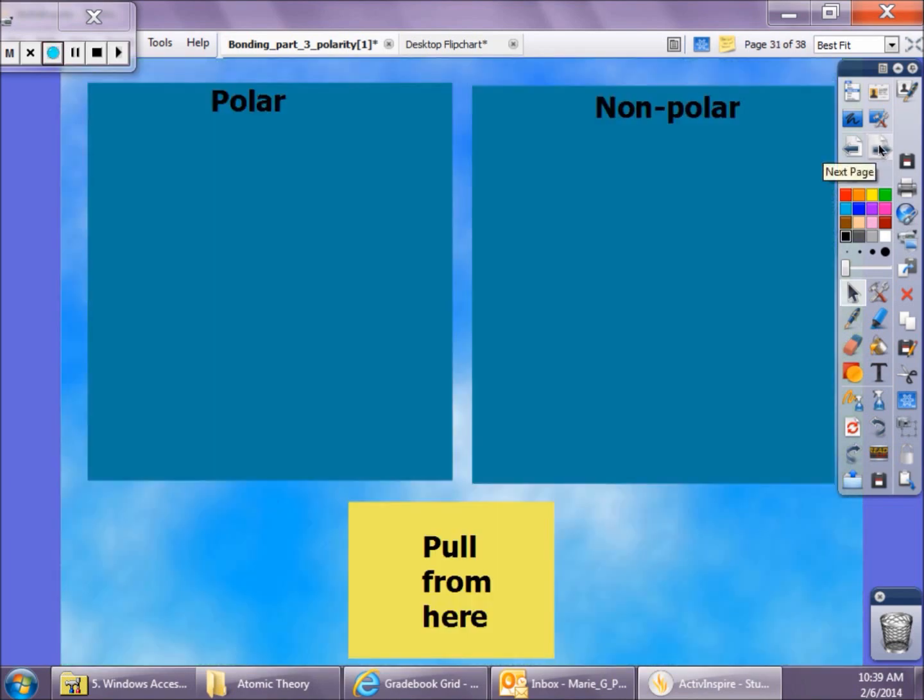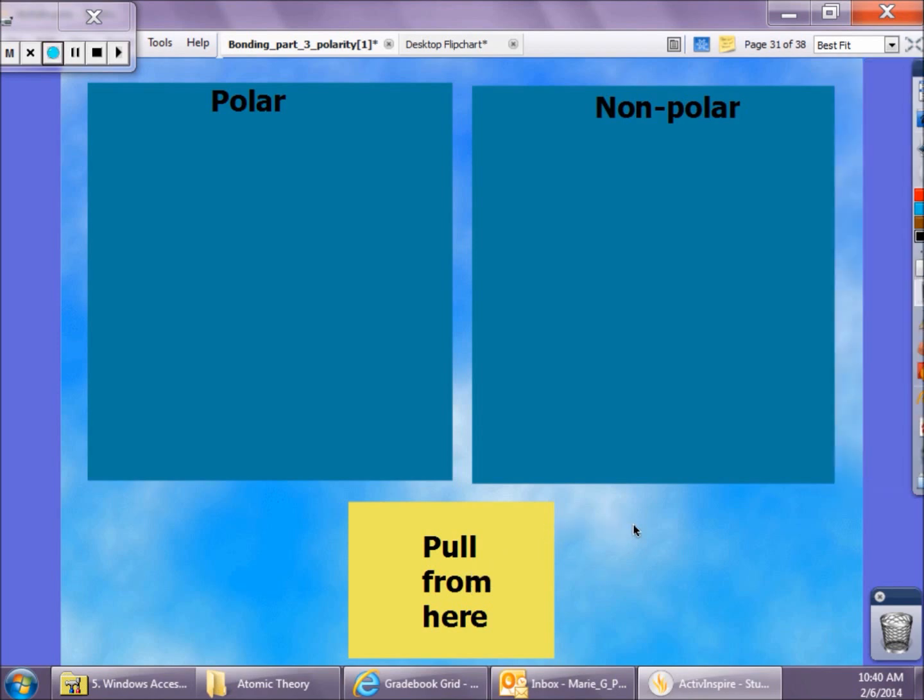All right. Now, can I have a volunteer to come here and pull out molecules from that box, and then the class will tell you if they should put them under polar or non-polar. Hold it up so everybody can see. Is that polar or non-polar? Polar or non-polar? I would say, okay, put it under polar.